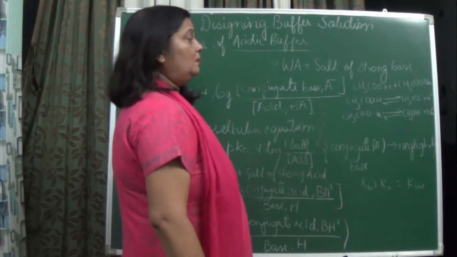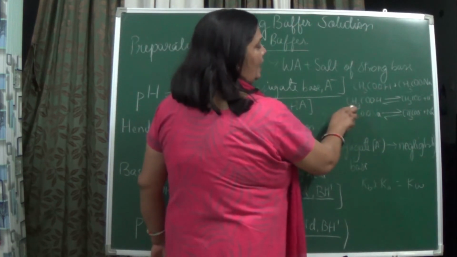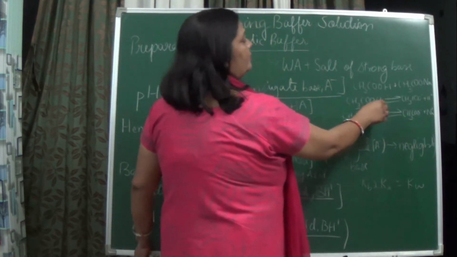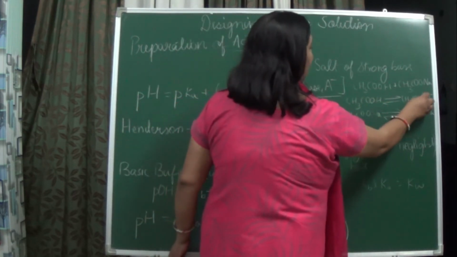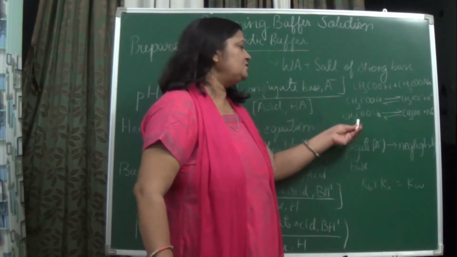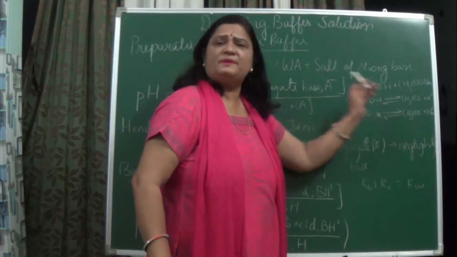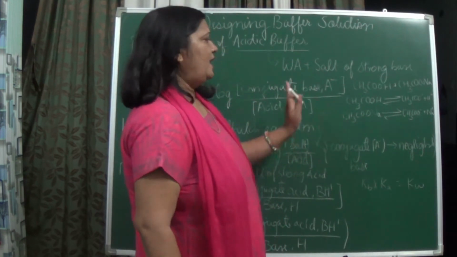So now, what will happen? Both will ionize in a solution. CH3COOH will ionize to CH3COO minus plus H plus ions. And CH3COONa will ionize to CH3COO minus plus Na plus. Now, we have this solution.